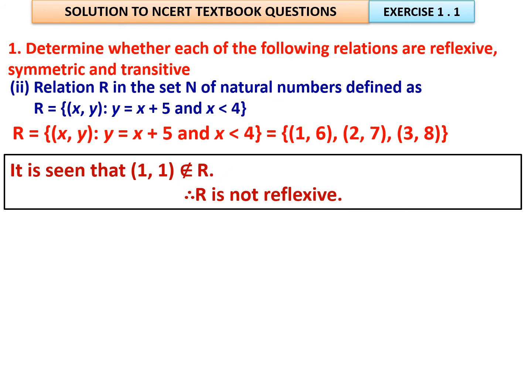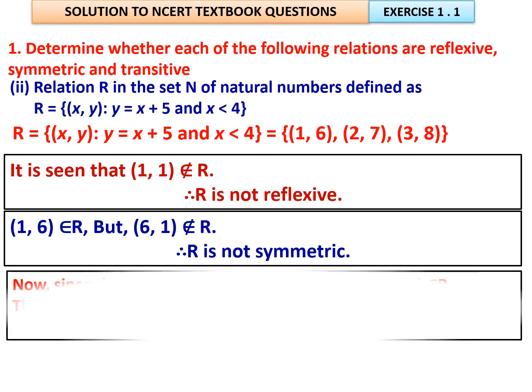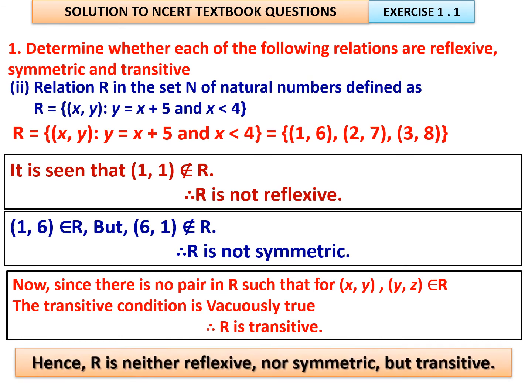Let us check it out. Reflexive: 1 is not related to 1, 2 is not related to 2, 3 is not related to 3, therefore not reflexive. Go to symmetric. 1, 6 is there, but 6, 1 is not there, therefore it is not symmetric. But be careful. Let us go to transitivity. There is no pair. For example, 1, 6 is there, but 6 is not related to anything. 2, 7 is there, 7 is not related to anything. 3, 8 is there, 8 is not related to anything. Since we are not able to get a pair, it is vacuously true. Already we have discussed it in the earlier slides. Therefore, it is neither reflexive nor symmetric, but transitive.